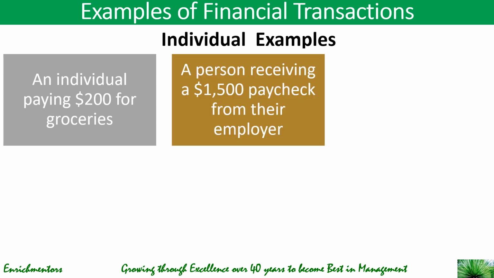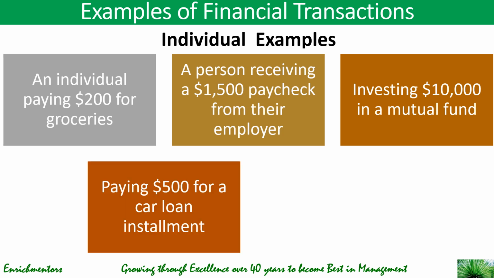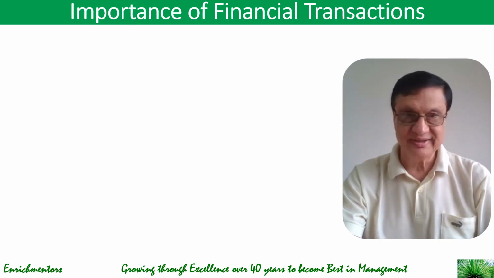A person receiving a $1,500 paycheck from their employer is an individual financial transaction. Then investing $10,000 in a mutual fund, paying $500 for a car loan installment, and receiving a $100 dividend from a stock investment. Again, you see here there is an act, and for which you get or you pay some amount as an individual. So these are individual financial transactions.